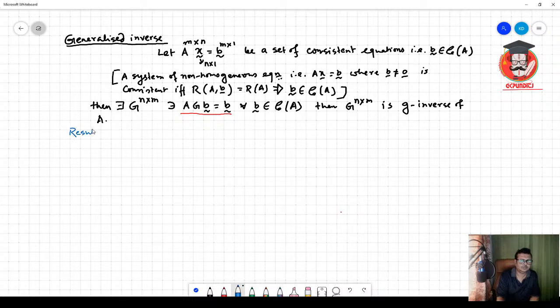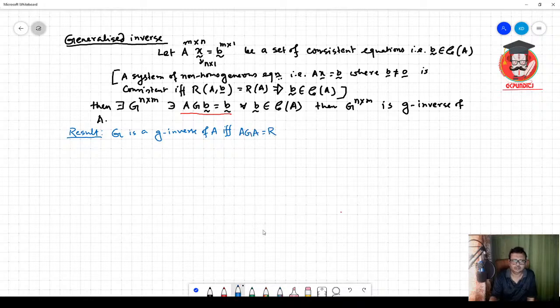Result. G is a G inverse of A if and only if AGA equal to A. True. Only if part, that is, G is a G inverse of A. This is given.